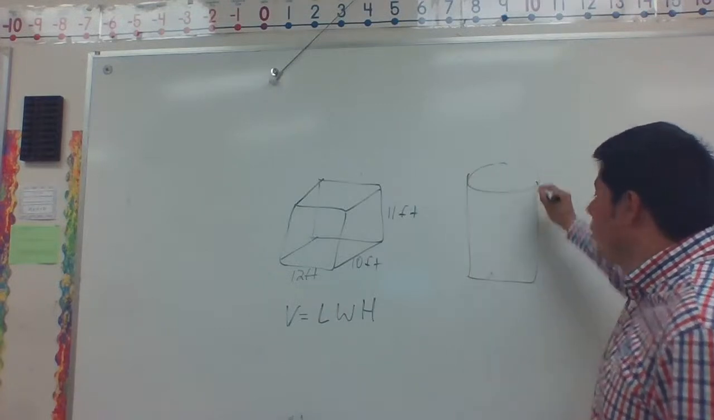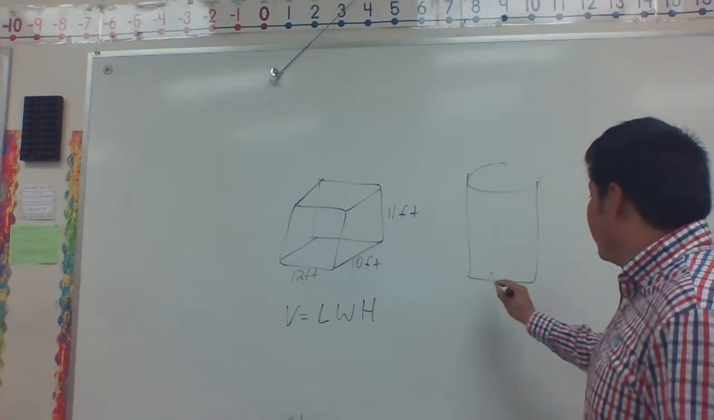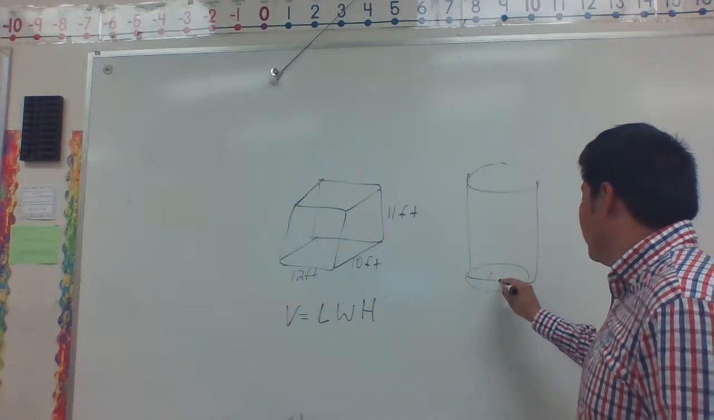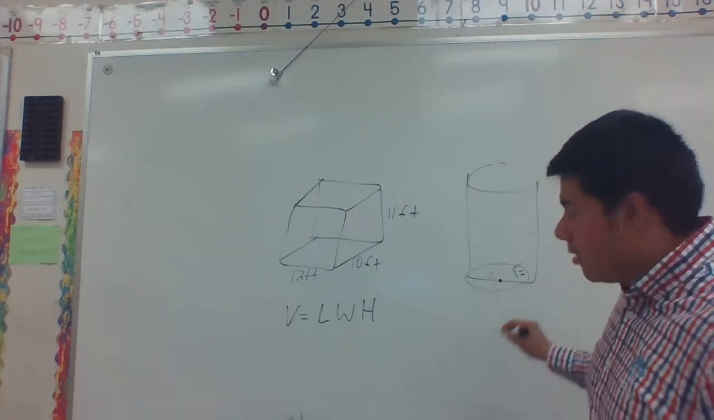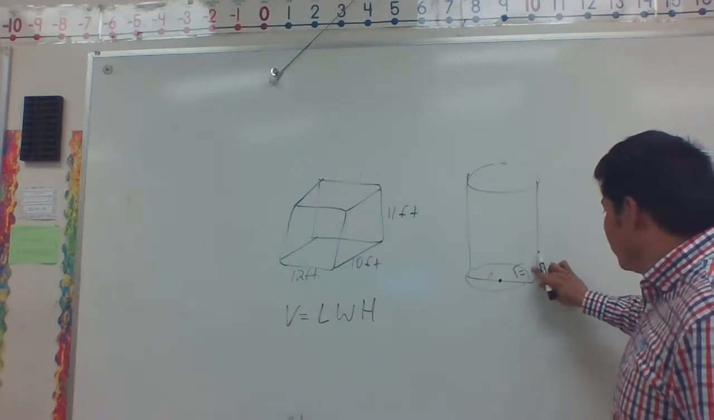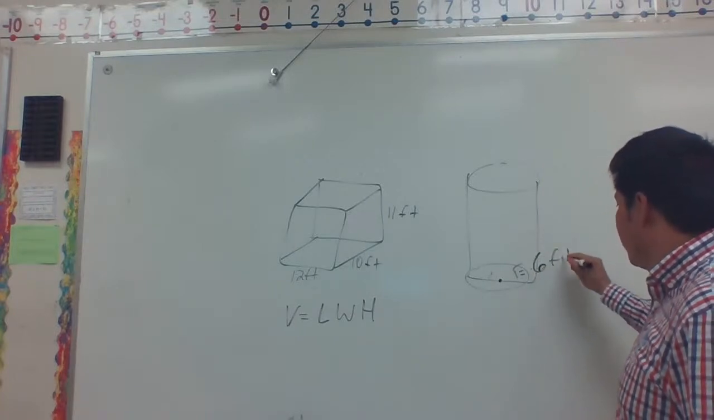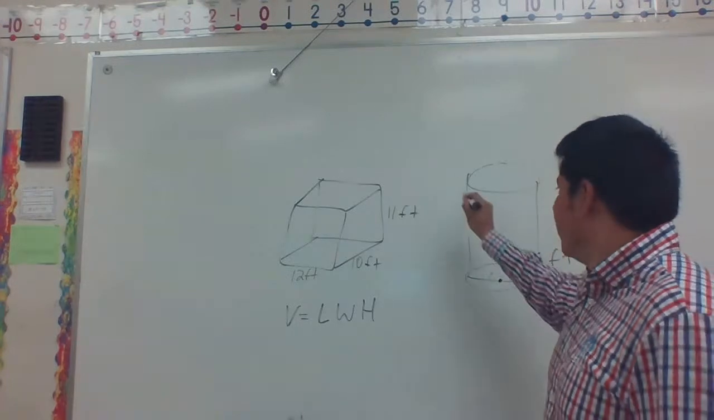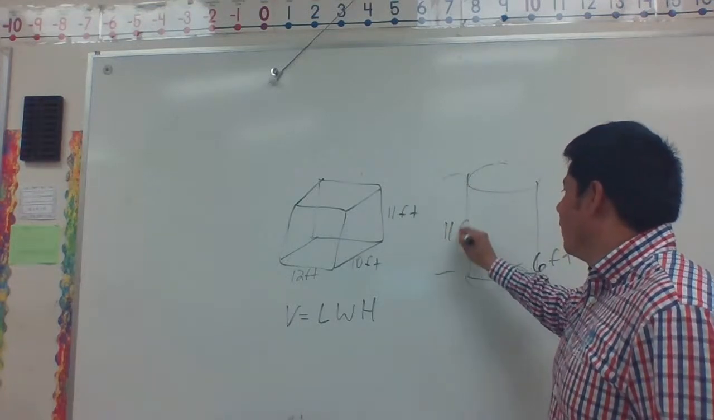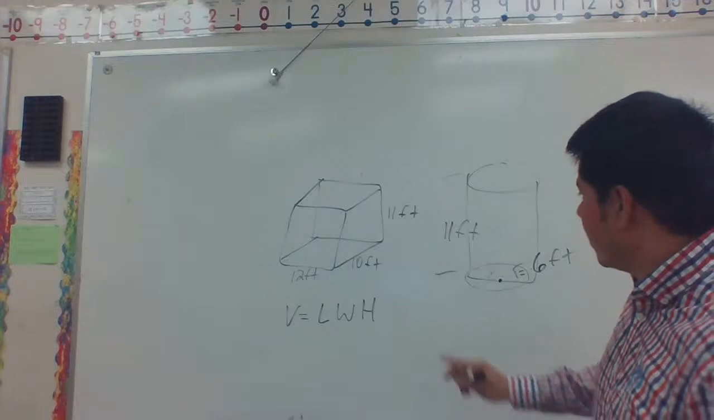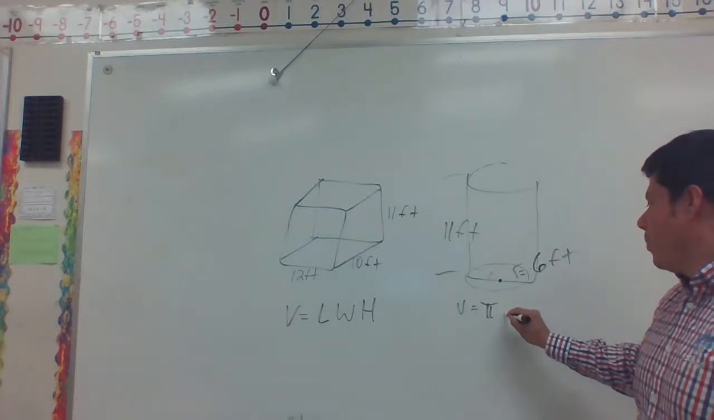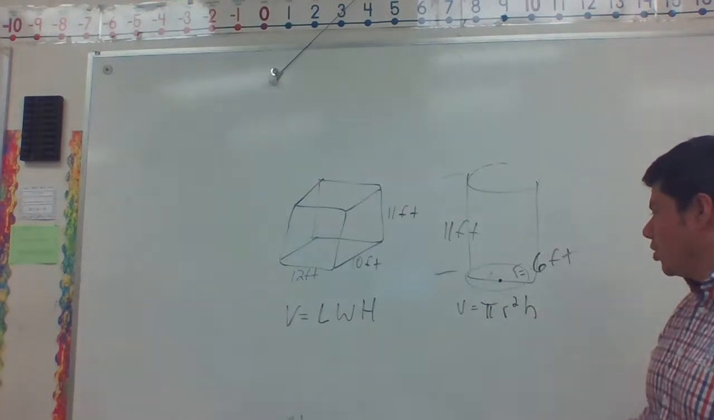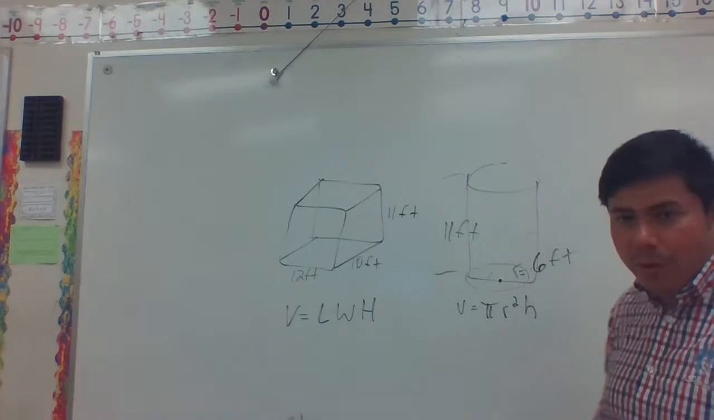Okay. Now I'm going to give you another one. This one is going to be a cone, what we just did now. And this one, I'm going to give you the radius. The radius, r, equals 6 feet. And the height is 11 feet. Okay? That's the two. And I'm actually going to give you the formula here also. Volume equals pi r squared h. These are the two formulas that you have for both.